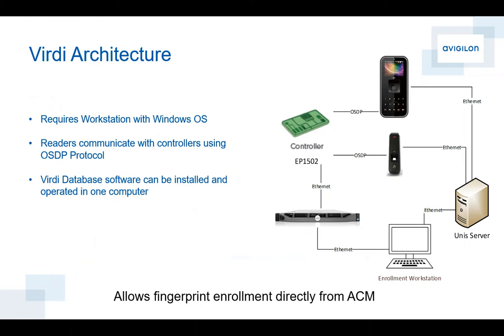So here's the architecture of the Virdi integration with ACM. Here on this side is the graph. You can see there are the Virdi readers, the two models that we're going to cover, the two models that are supported by ACM. There's a database component that could be housed in an external server or in its own enrollment workstation. For example, if the customer is only going to have one enrollment workstation, they can have the enrollment software plus the database all in the same computer.